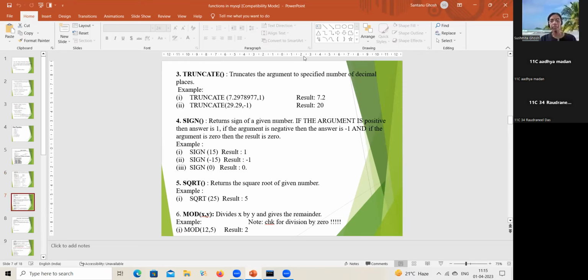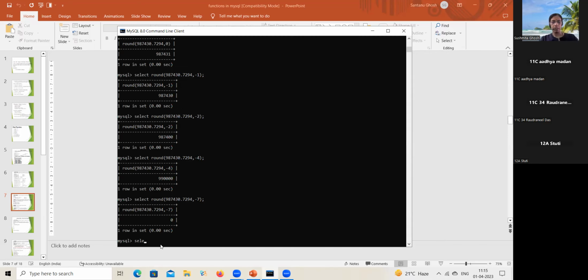Okay. Now another function which works similar to this is the truncate function. Okay, थोड़ा सा confusing होगा, so I'm not going to truncate abhi. Let's move on to the other easier ones. Sine function. If the argument is positive, the answer is 1. If the argument is negative, the answer is -1. And if the argument is 0, the result is 0. You're saying select the sign of a positive number, your answer is 1. Very, very simple. Let's try it out also.